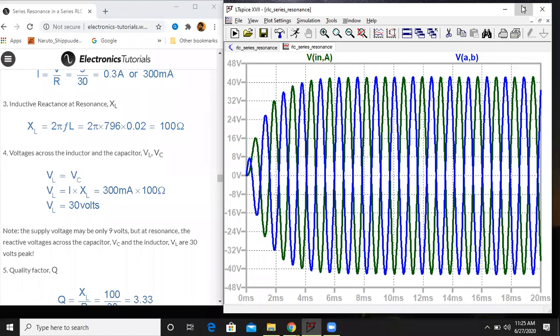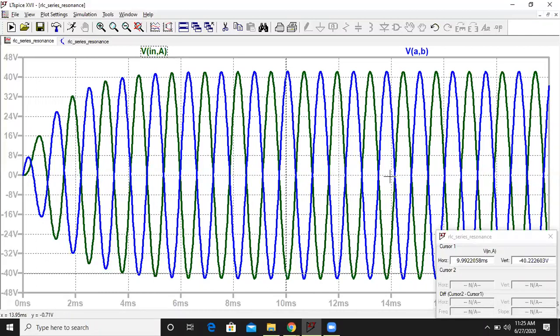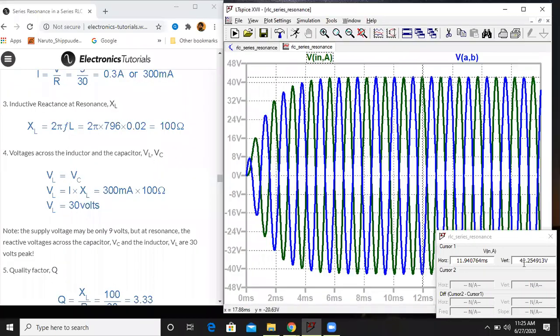Now let me show you the calculations. Right click on any one. Move that cursor onto the highest point. So let me just move onto the highest point. Here I am getting around 42.25 volts. This value is the peak value. So basically both the peaks will be the same, magnitude wise. So I'm getting around 42.25 volts.